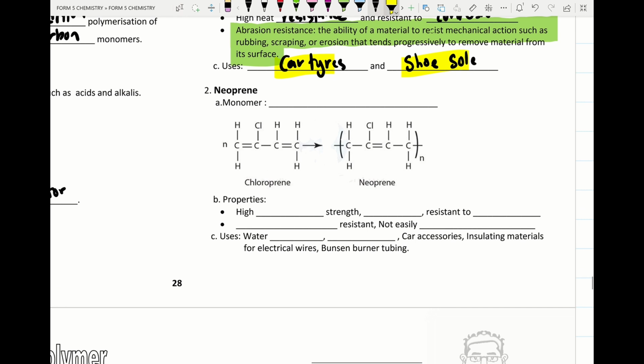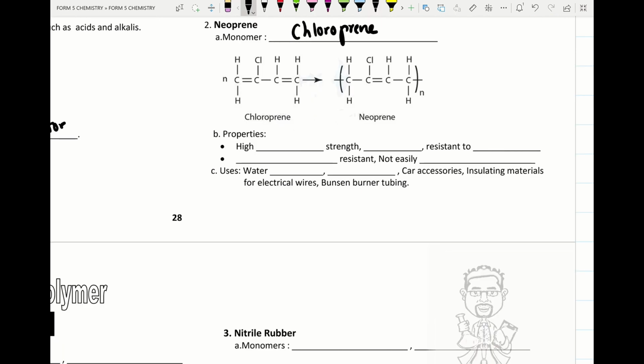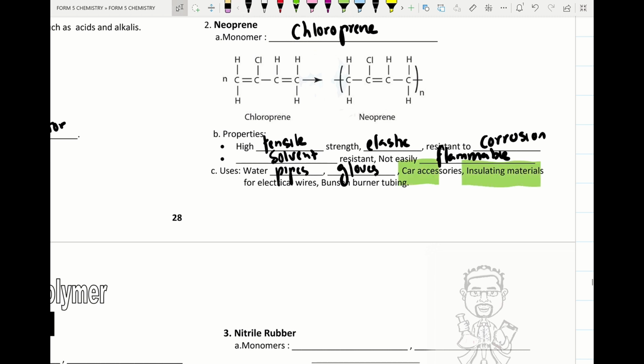All right, so next one is neoprene. The monomer name of neoprene is given here. So please remember chloroprene is the monomer of neoprene. As for the properties of neoprene, it has high tensile strength and is also elastic, with resistance to corrosion. It is also solvent resistant, not easily flammable, and is used to make water pipe, glove, car accessory, insulating material for electrical wire, and Bunsen burner tubing.